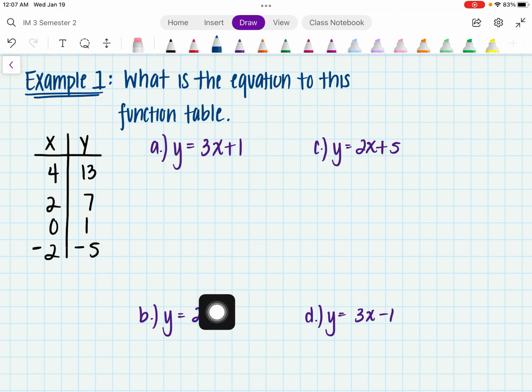So they're giving us, in this case, a table of values. And they want us to determine which of these equations is a function of it. Now, in order for you to determine if some points are a function to equations, all we have to do in this case is do basic substitution. And if the statement holds true, then it's a solution.